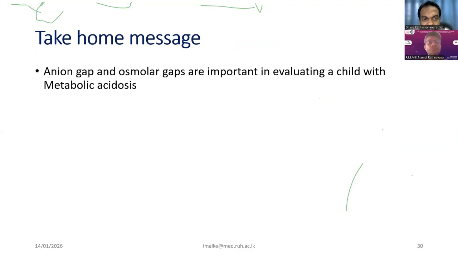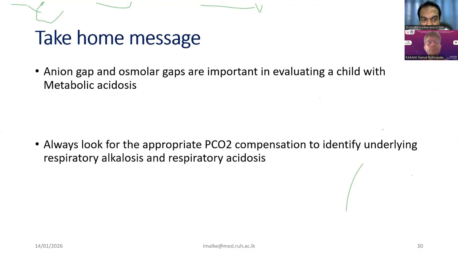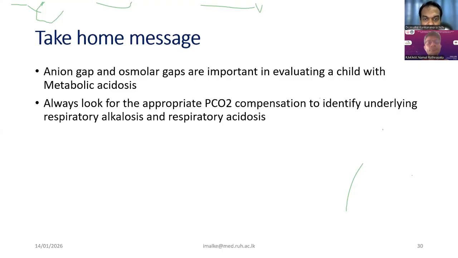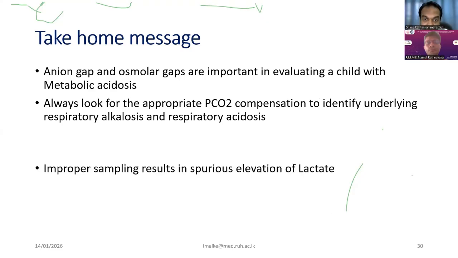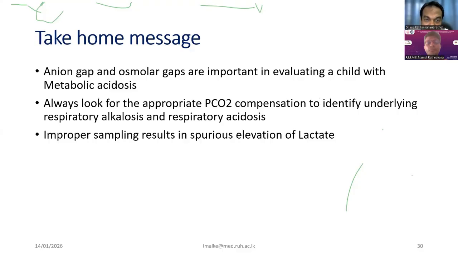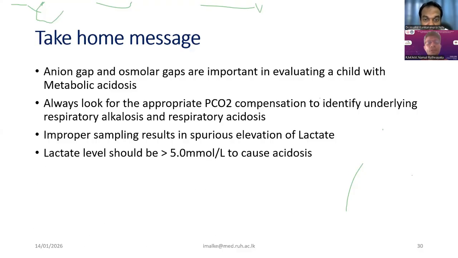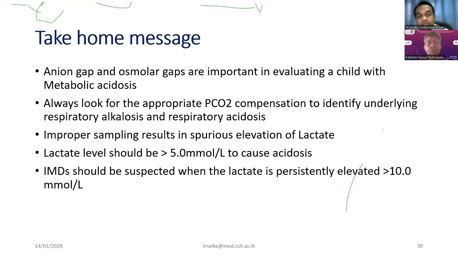So the take-home message: anion gap and osmolar gaps are important in evaluating a child with metabolic acidosis. Always look for the appropriate PCO2 compensation to identify underlying respiratory alkalosis and respiratory acidosis. Improper sampling results in spurious elevation of lactate. To cause acidosis, your lactate should be at least more than 5. Inherited metabolic disorders should be suspected when the lactate is persistently elevated more than 10. This is inherited metabolic or the mitochondrial diseases, because other metabolic diseases can have even a low amount of lactate, but the reason for acidosis may not only be the lactate.